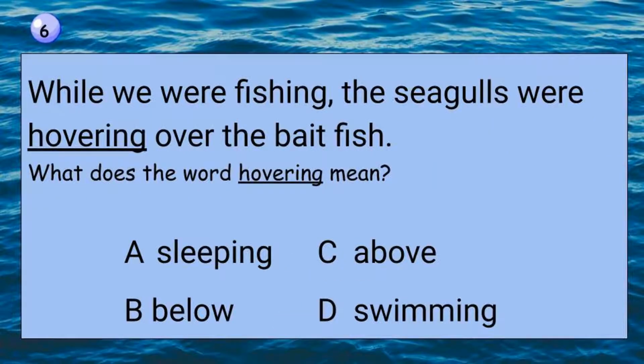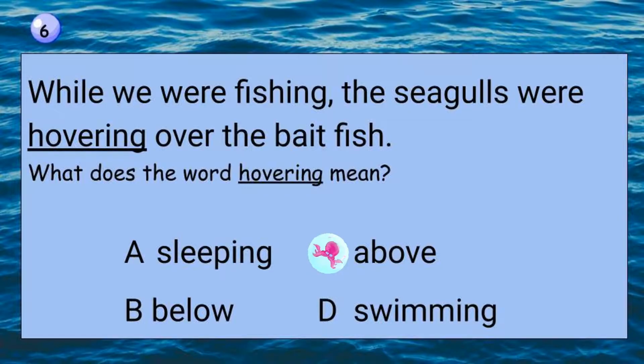Number 6. While we were fishing, the seagulls were hovering over the bait fish. What does the word hovering mean? A, sleeping, B, below, C, above, or D, swimming. Pause the video and write down your answer. If you said that the answer was C, above, then you are correct.